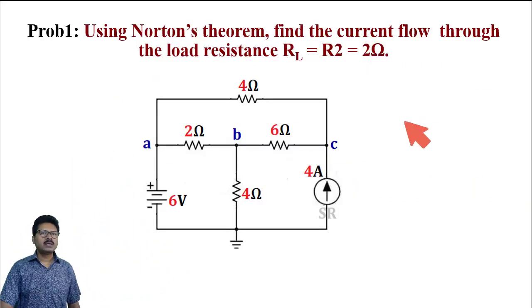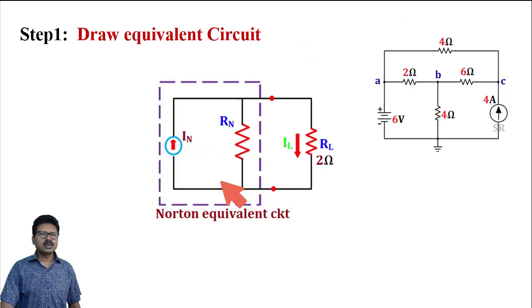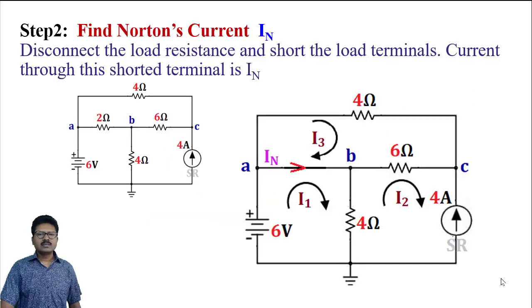In this problem, we have to find out the current through the 2 ohm resistance by using Norton's theorem. First, I need to draw Norton's equivalent circuit. Say our load resistance is 2 ohm, this is 2 ohm. The rest of the part consists of Norton's current and Norton's resistance. So, we need to find Norton's current and Norton's resistance. How will we calculate those?